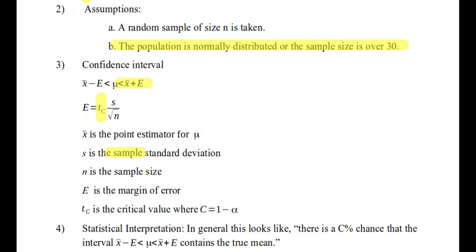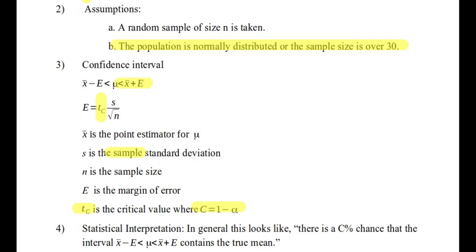Now, t sub c is our critical value. t sub c is a t-score, and it's a t-score because we do not know the population standard deviation. It's the critical value, and remember that we get C from taking the complement of alpha. So that's also a bridge between a hypothesis test and a confidence interval. C, our confidence level, is the complement of alpha.